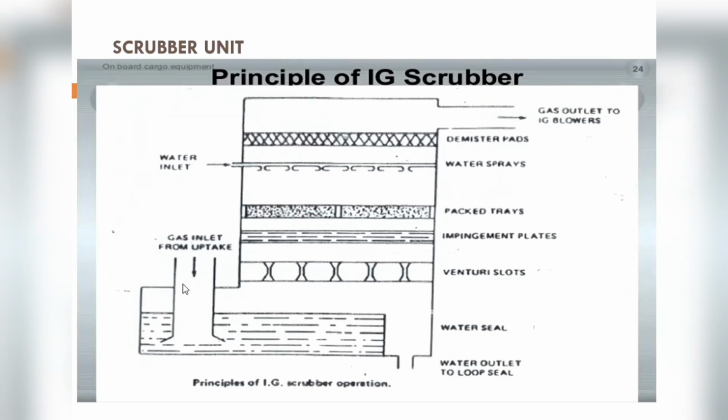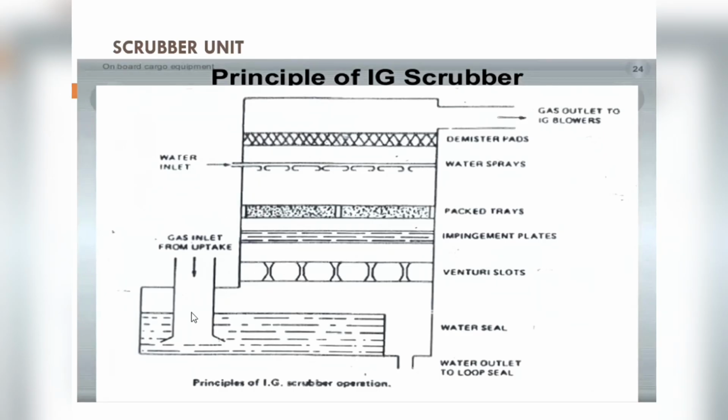Now what is happening is the hot flue gases are entering at the bottom of the scrubber, bubbling through the pool of water, passing through the venturi slot. What happens? The speed of the inert gas increases, as the word itself describes, the venturi effect takes place. The velocity of the gases increases due to the reduction in the diameter of the area, and with this the solid particles fall down.